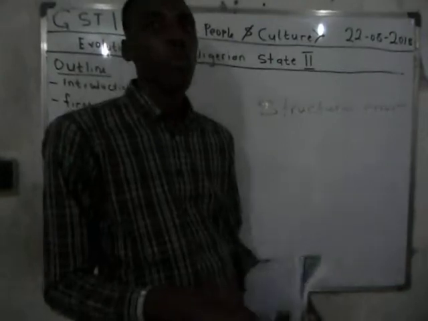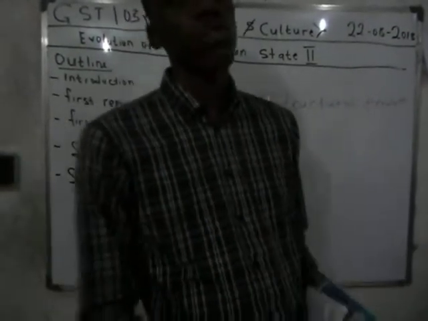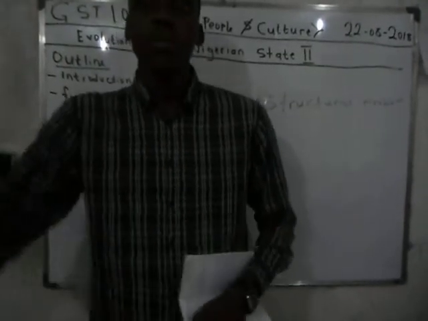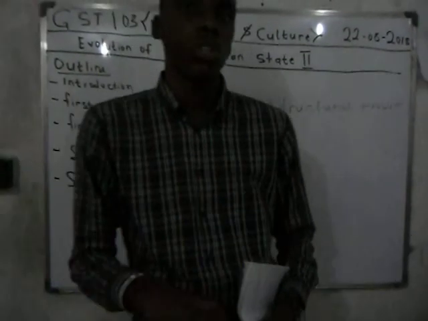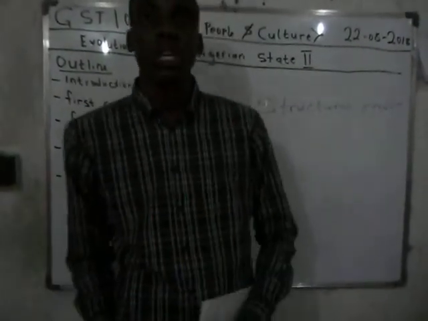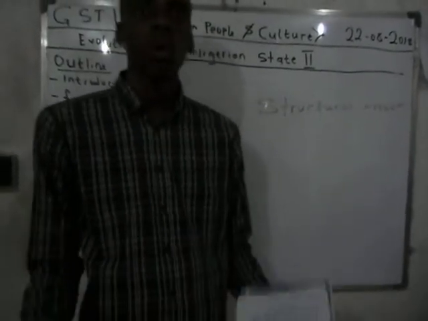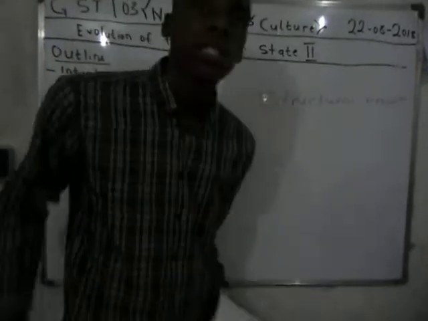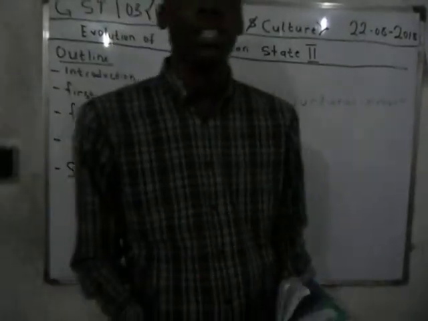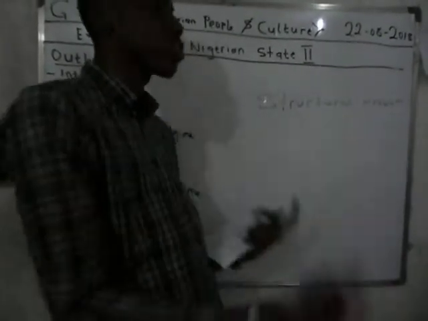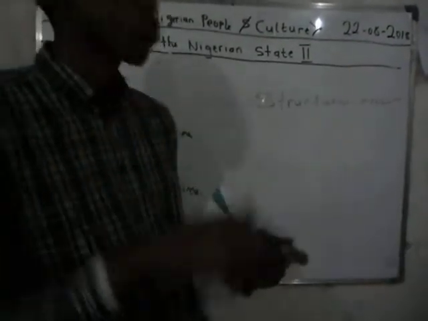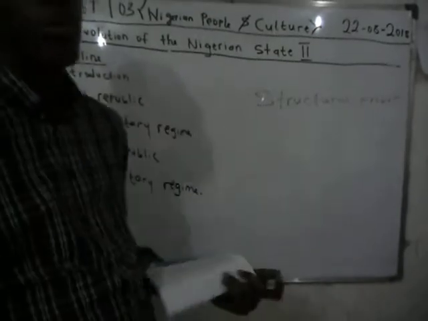Now, relating to the structural problem was also the aspect of recruitment. In the army, in the civil service, in the government, in political positions, northerners were much. And this did not go down well with the southerners. So what did they do? They revolted. They brought about a revolution. And that was one major factor that led to the fall of the First Republic.